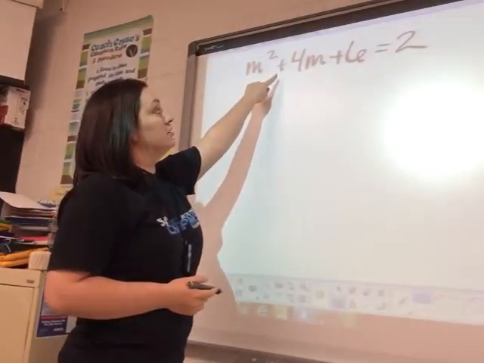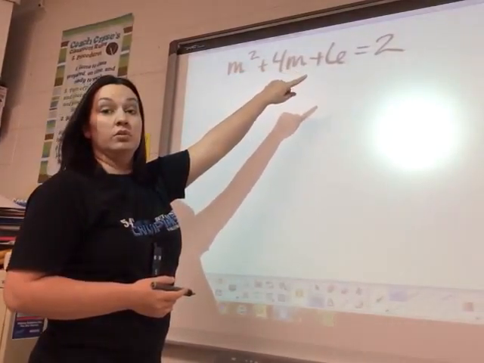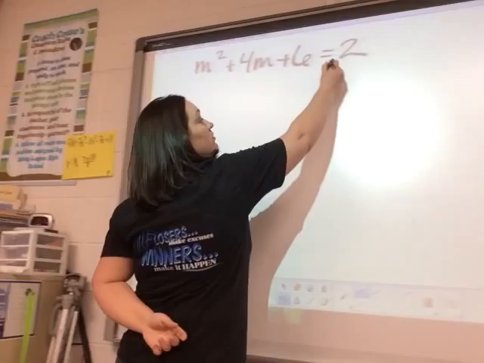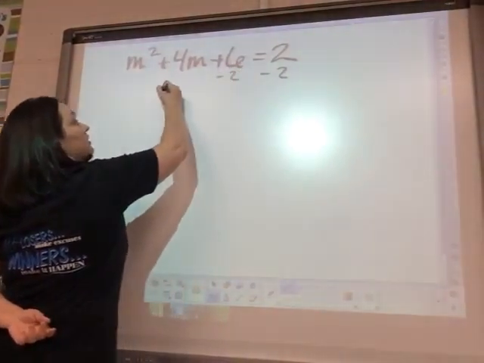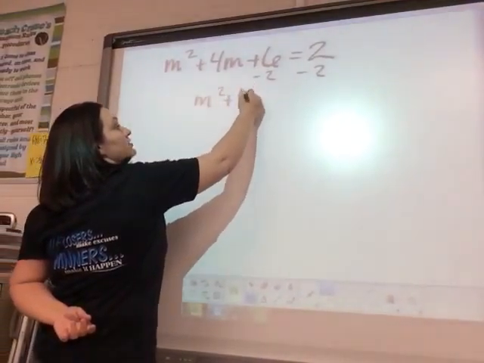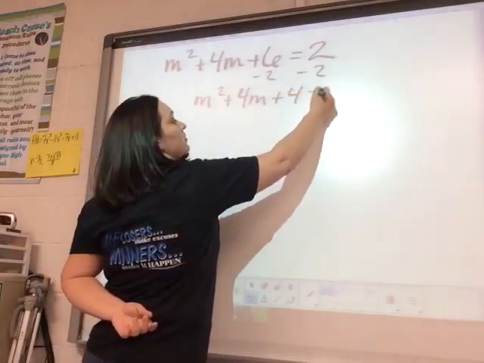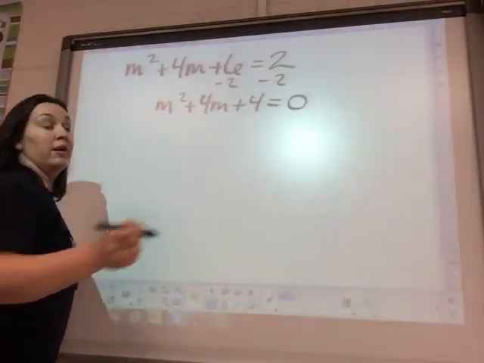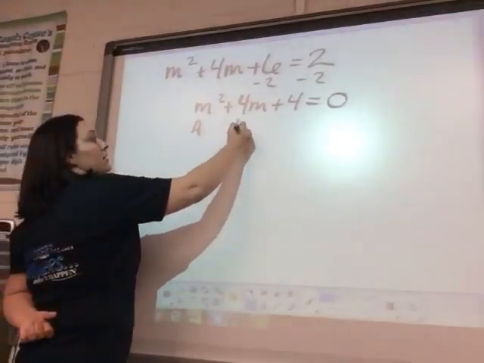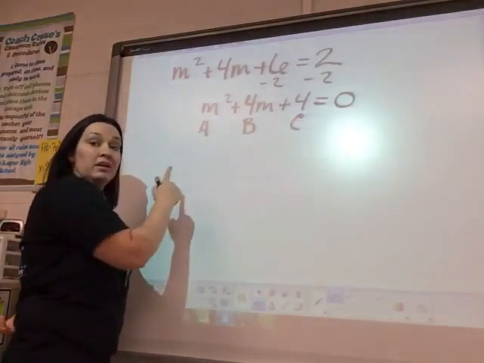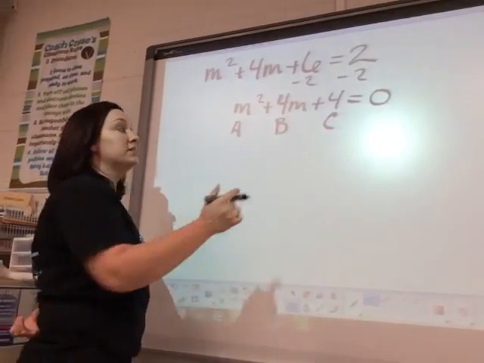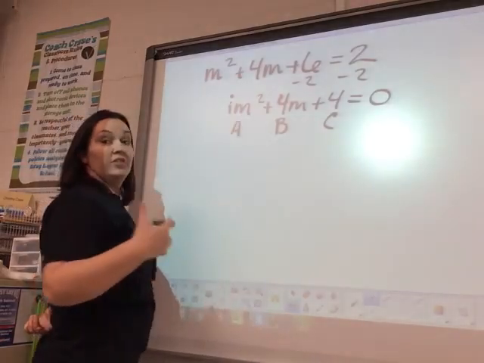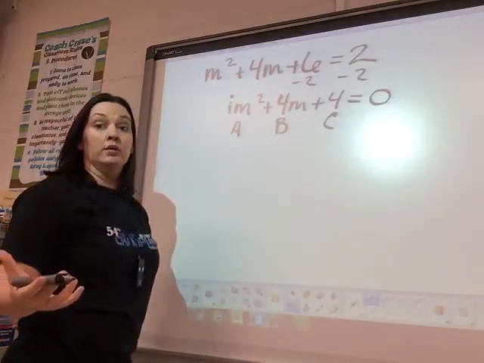m squared plus 4m plus 6 equals 2. Get it equal to 0, so subtract 2 to get m squared plus 4m plus 4. Label your a, b, and c. Don't get confused here on the m squared. There's always a coefficient of 1 if nothing's written there. So your a happens to be a 1.